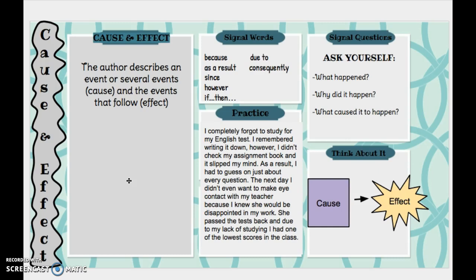So looking at this, I need to ask myself, first of all, what happened? In this case, someone didn't study for a test. Why did it happen? Basically, it slipped their mind, right? And then what caused it to happen, that's going to go side by side with that.